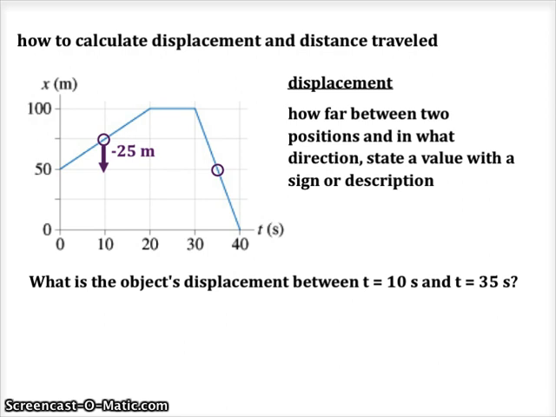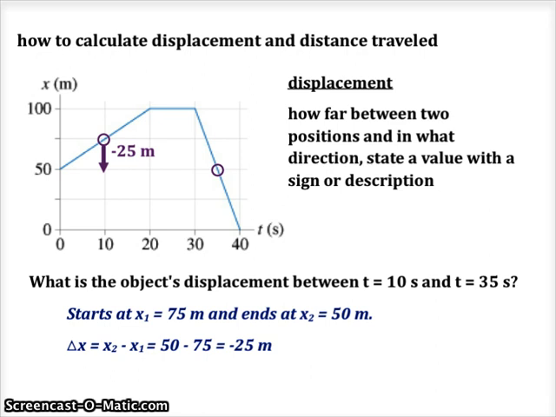Sometimes people do better with these questions if they sort of write out something more formal. So if we wanted to really get a little more mathematical, we could say that it started at 75 meters, so we could call that x sub 1, and it ended at 50 meters. And when we calculate a displacement, delta x, we take the later position minus the earlier position, and that makes sure that our sign is correct. So we would get that negative 25 meters with this calculation.